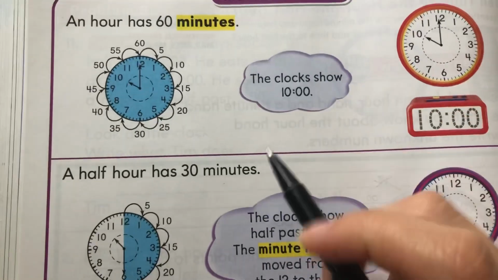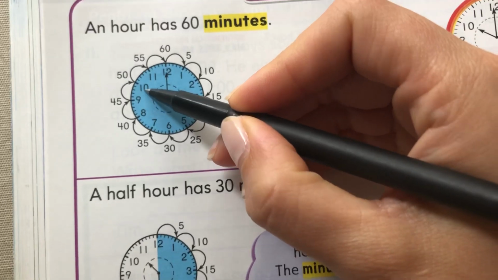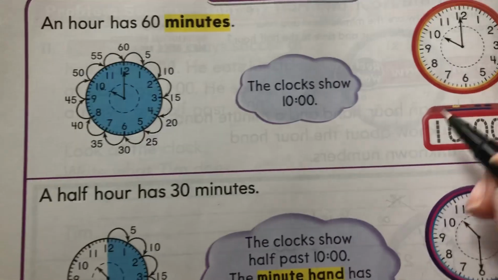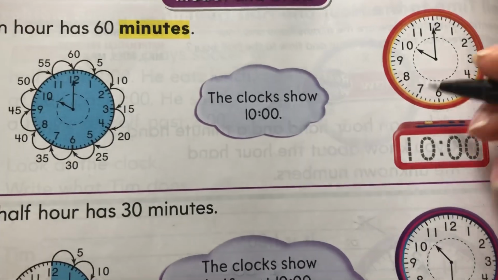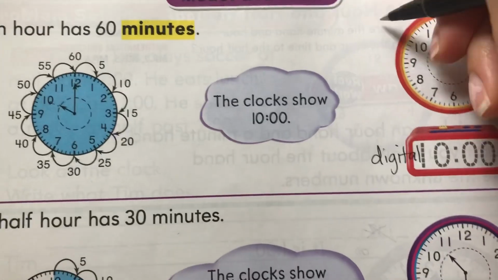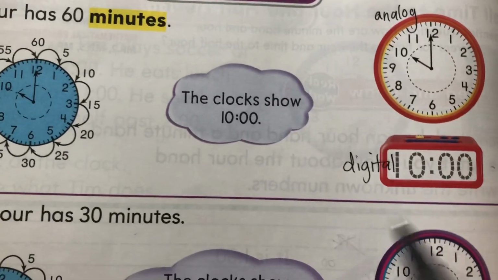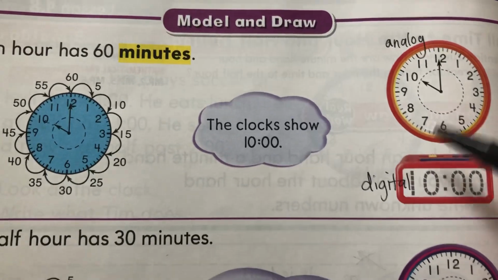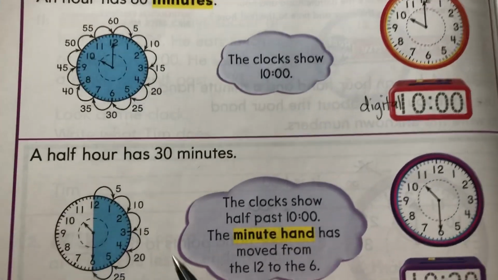Okay, so this clock shows, well, let's see, the hour hand's pointing to the 10, and the minute hand is at the 12, so it's 10 o'clock, the start. It shows 10 o'clock. Now they're showing you a digital clock. This is a digital clock, and remember, this was an analog clock. Digital clocks just tell you the time right away. It's like on your cell phone. And with an analog clock, you actually have to figure out what time it is.